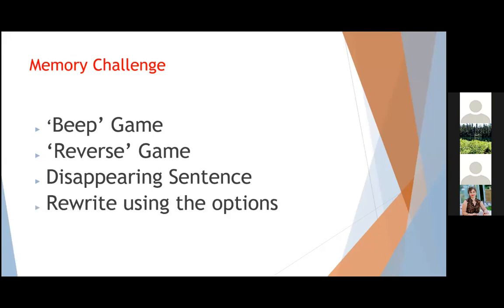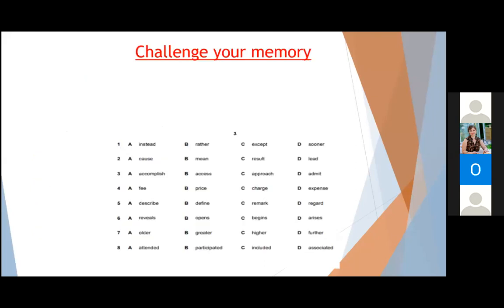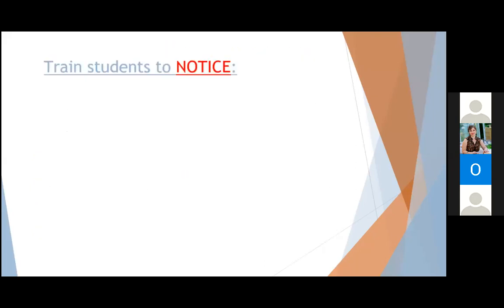Rewriting using the options. So you look only at the options and you rewrite the text. You retell the text, you rewrite it using the chunks or collocations. So you have phrases, not the words, but phrases now. And as a follow-up, you ask your students to reproduce the text by writing or by speaking, whatever. So what happens after that? You train your students to notice.